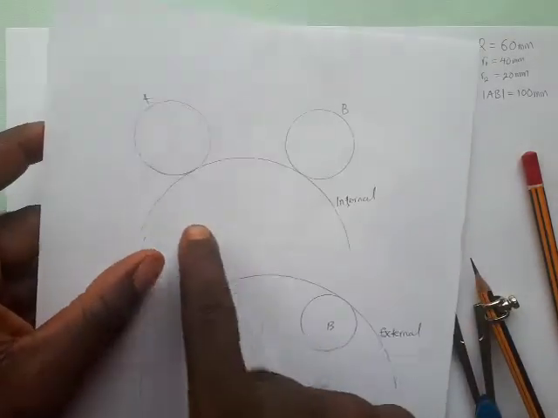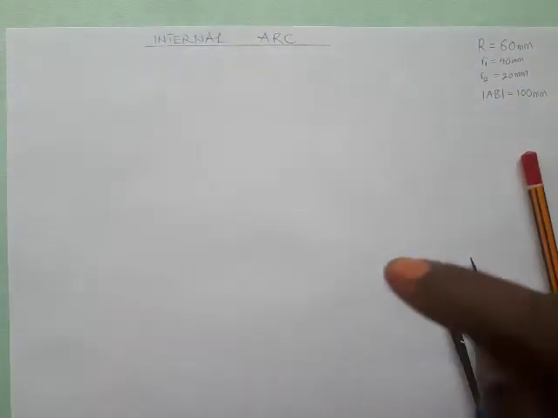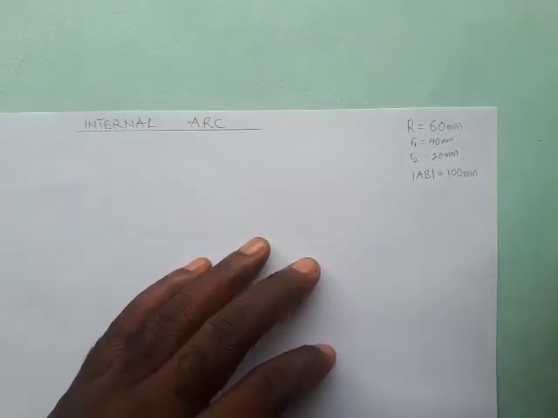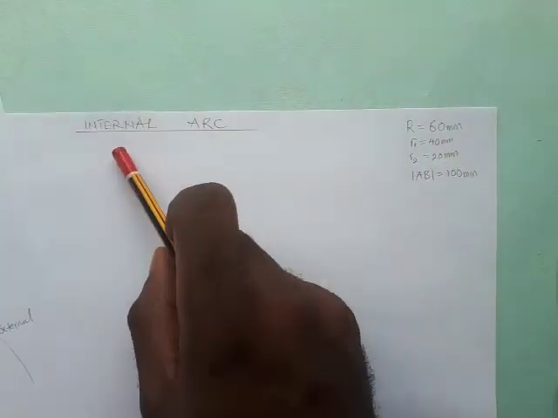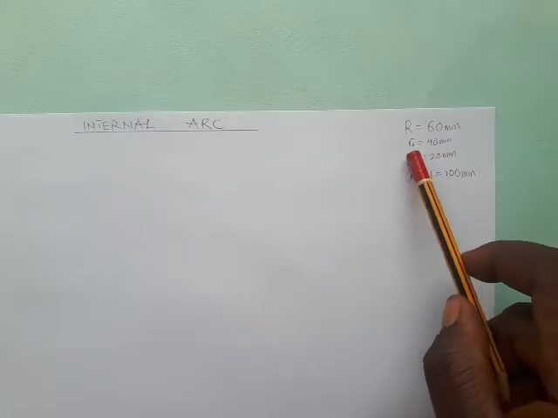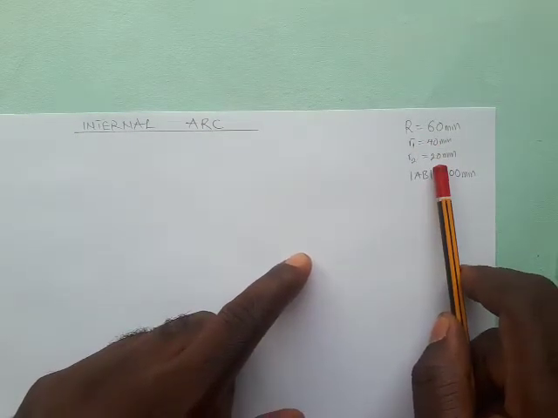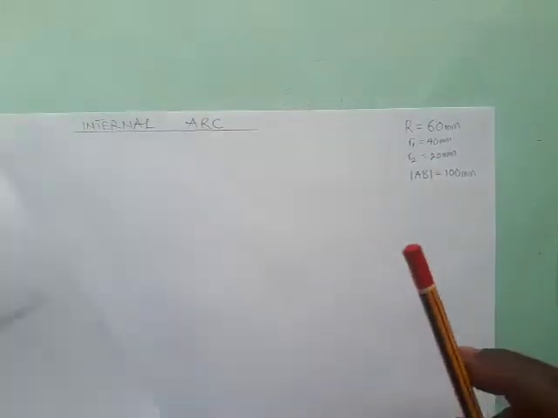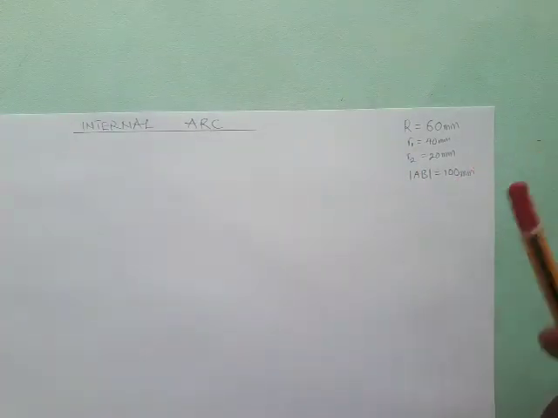Okay, real quick, we want to draw an internal arc to 2 unequal circles. Now the parameters have been given. This big arrow you're looking at here is the radius of the internal arc. Both circles R1 and R2 are 40 mm and 20 mm respectively. Line AB joins the centers of both circles. The distance between the centers of the circles, AB, is 100.